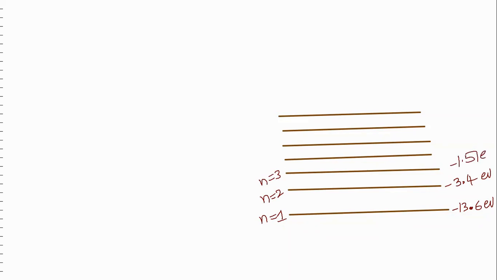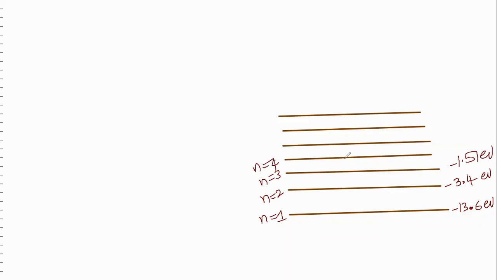When the electron jumps from a higher orbit to a lower orbit, it emits energy. When it jumps from a lower orbit to a higher orbit, it absorbs energy. Let us suppose n is 1, then the energy is minus 13.6 electron volts. For n equal to 2, the energy is minus 3.4 electron volts. For n equal to 3, it is minus 1.51 electron volts.